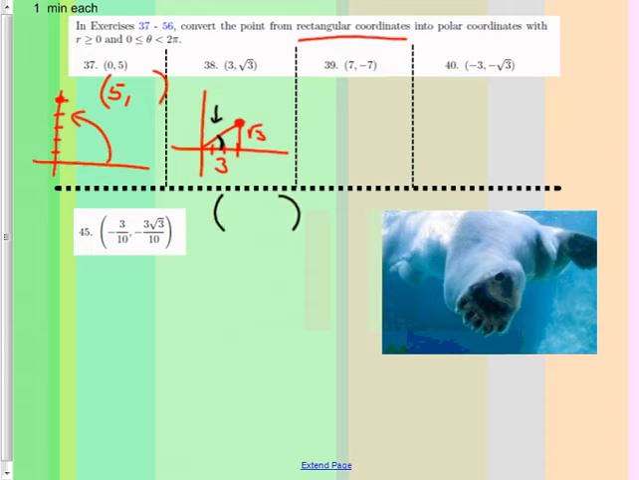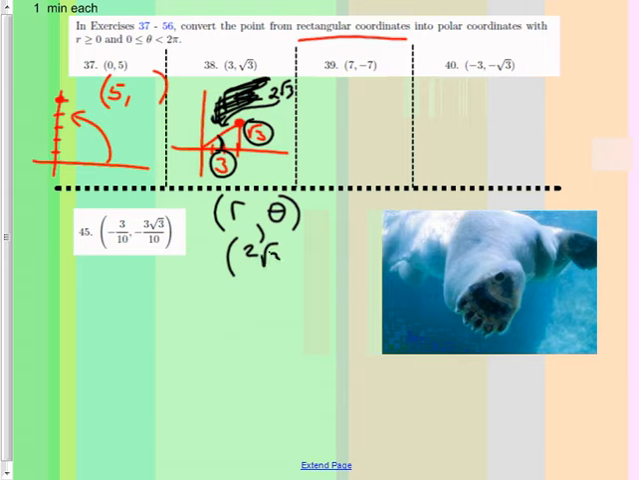So our polar coordinates always have the radius, distance, and then an angle. So r in this case is this radius, which is the square root of this squared, which is 3, plus this squared, which is 9. 9 plus 3 makes 12, square root of 12. Yes, that can simplify to root 4 and root 3, which would be 2 root 3. So that side right there is 2 root 3. That means our r is 2 root 3.